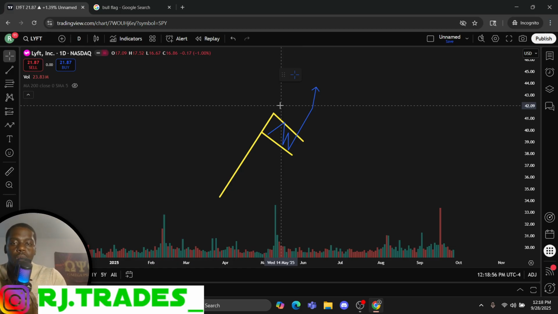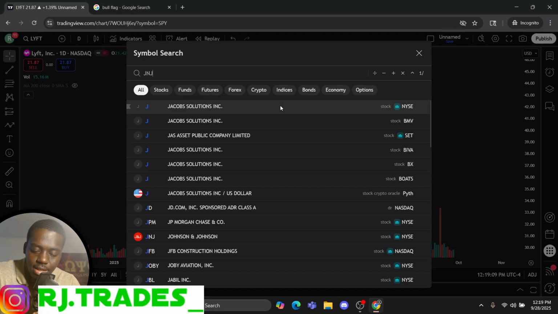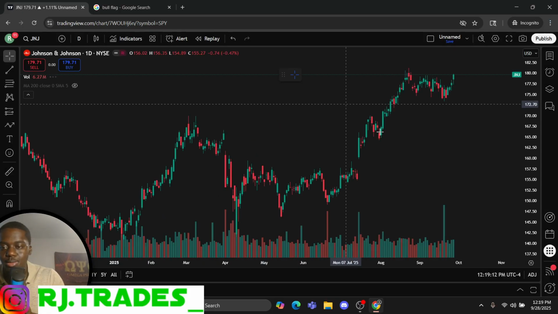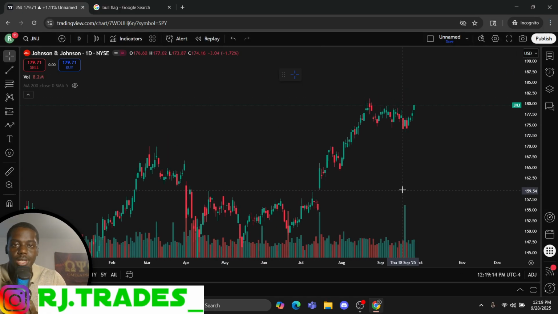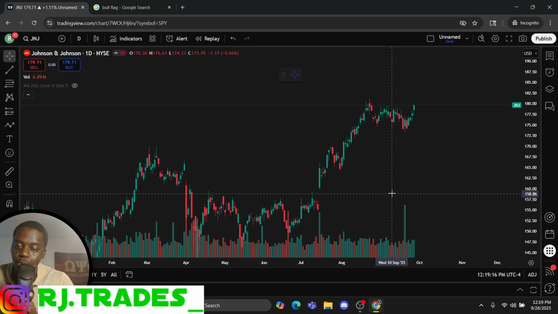Okay. When it breaks out of your pattern, you're looking to target the next resistance, the next support, depending on the chart pattern. Now you may say, RJ, that's BS. That don't work. Okay. Watch this. I got tons of examples, but just the latest example is one that we literally played on Friday that I gave away for a free play.